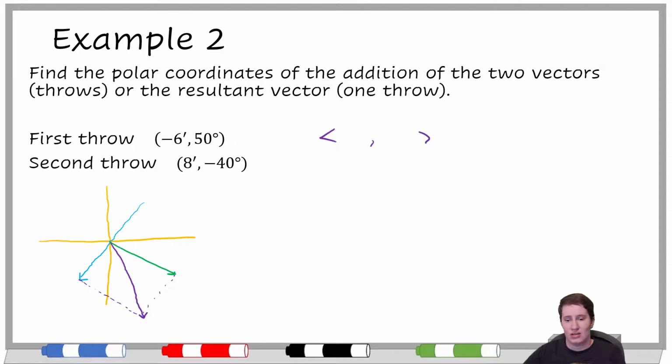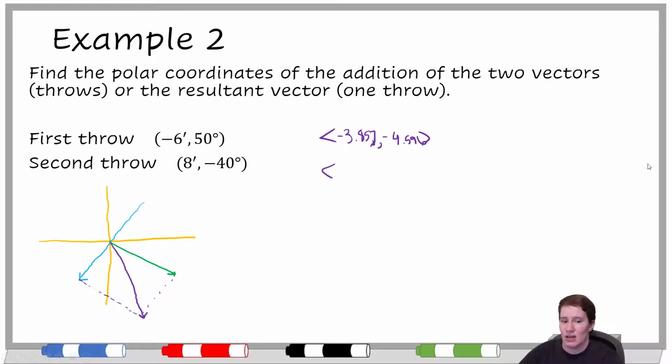So -6, and put the negative in so that it gives us the sign we want, because -6 cosine 50 should give us a negative because it should be in the third quadrant. So it gives us -3.857. And then we do the same thing but for sine, and it should be -4.596. Okay, that's our first one.